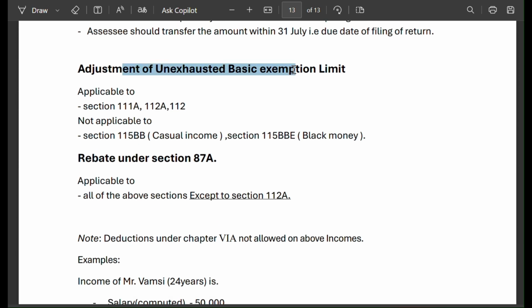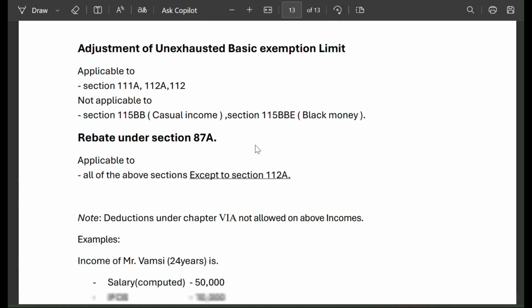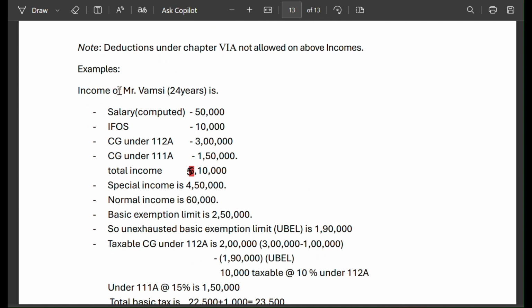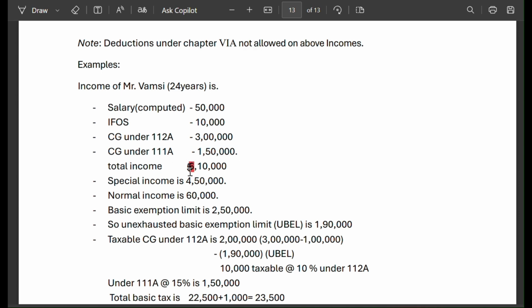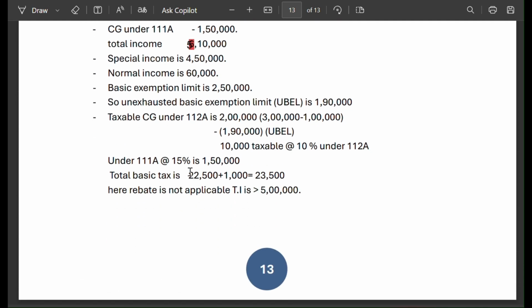And what is the unexhausted basic exemption limit? First of all, understand the unexhausted basic exemption limit. Let's see an example. Mr. Vamshi is 24 years old and his salary is 50,000 per year, and income from other sources is 10,000. Capital gain under section 112A, that is the sale of equity shares for the long term period, is 3 lakhs, and under section 111A, capital gain is 1,50,000. So totally 4 lakh 50 thousand is his special income.